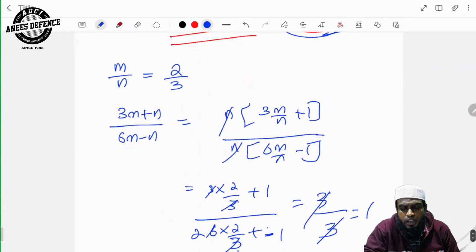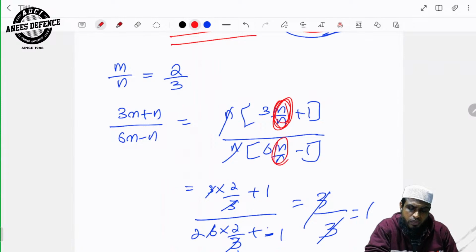Just take n common from the numerator and denominator, and we will get this value here. So in m by n, substitute the value of 2 by 3. So you will be getting the answer.